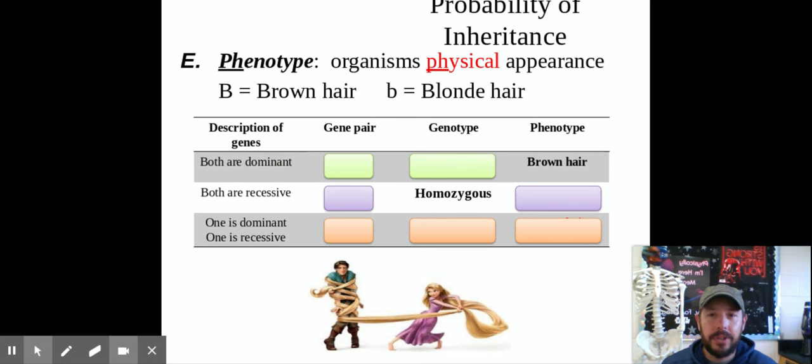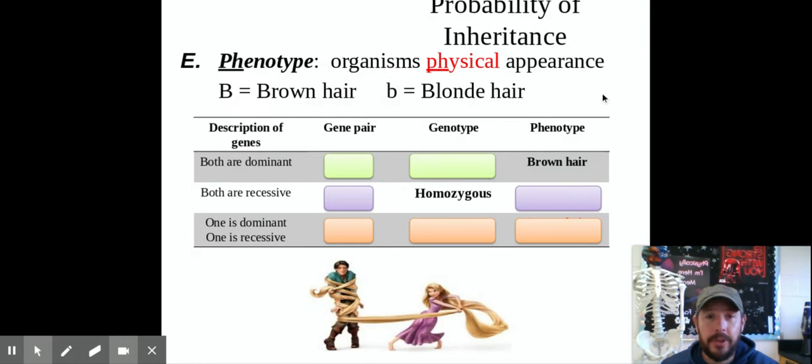Okay, it's not just good enough to know what your genotype is. Hey, that's some nice dominant B gene pair genotype you have. No, that doesn't make any sense. That's some nice brown hair you have. Hey, that's a really nice homozygous recessive gene pair you have there for your blonde hair. No, that's silly. You've got nice blonde hair. So what we're going to do here is we're just going to take a look at what the gene pair would look like, what would we call the genotype, and what would the phenotype be, the physical appearance or the words we use in everyday life.